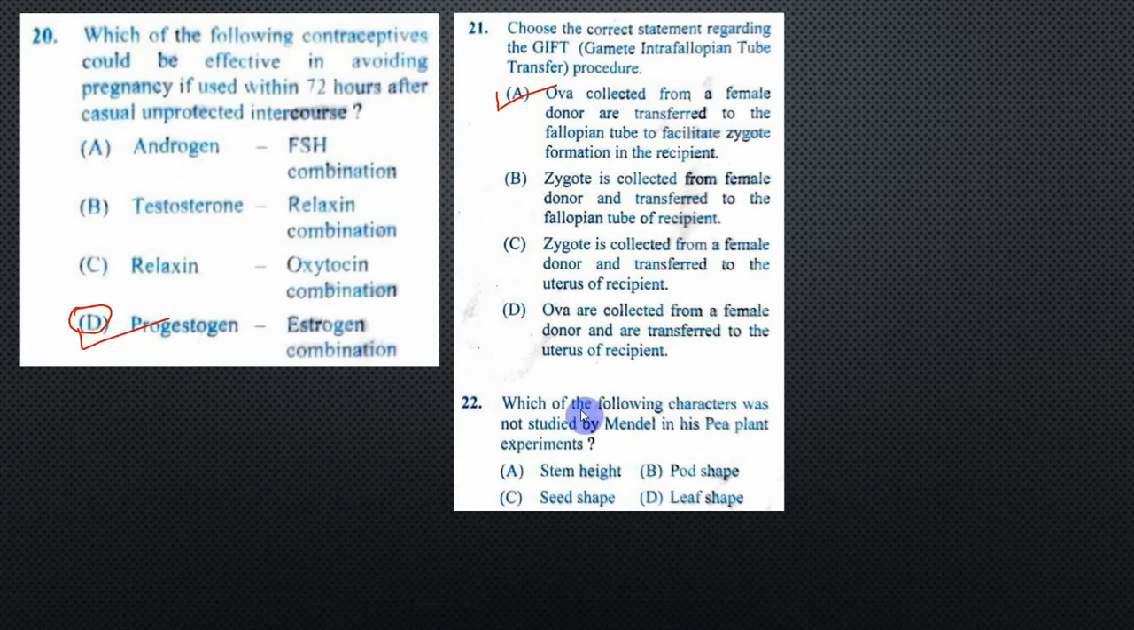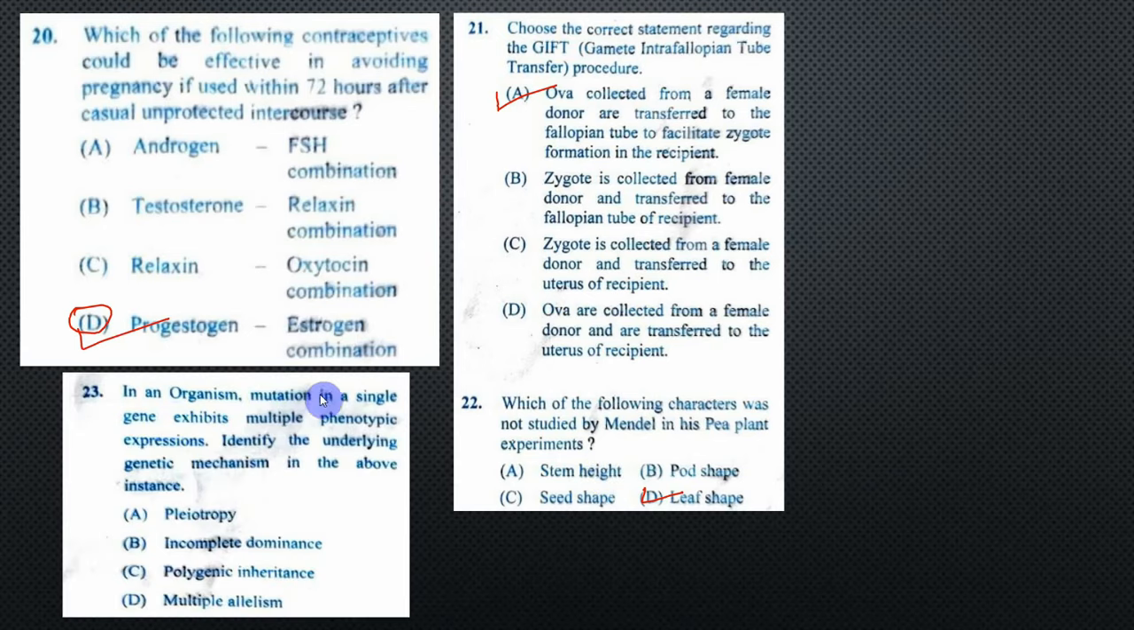The next question is, which of the following characters was not studied by Mendel in his pea plant experiments? Stem height, pod shape, seed shape, and leaf shape. Leaf shape was not studied by Mendel, hence D is the right answer. If you remember, the 7 characters that Mendel chose for his study were stem height, pod shape, pod color, seed shape, seed color, flower color, and flower position in the pea plant. These were the 7 characters Mendel chose for his hybridization experiments.